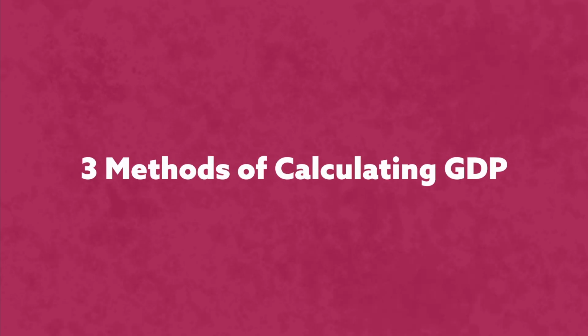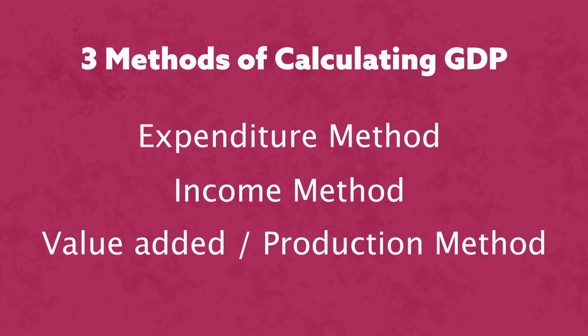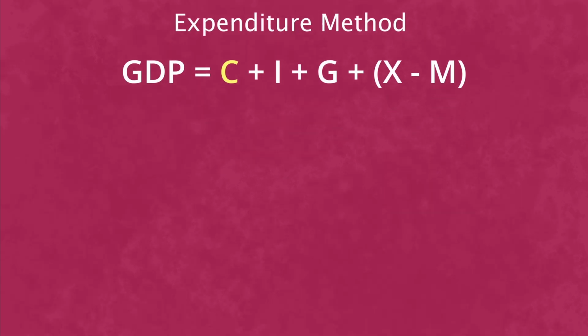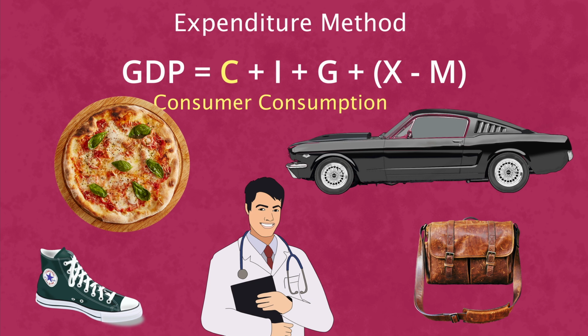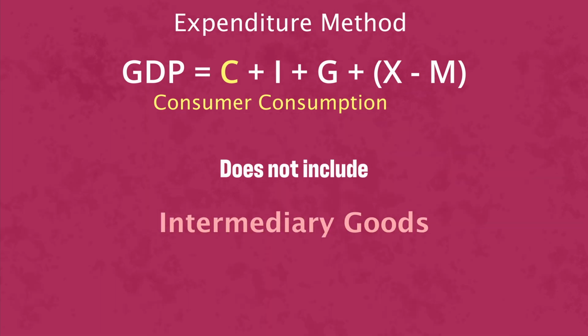There are mainly three ways to calculate the GDP of the nation: the expenditure method, income method, and the value-added method. First, the expenditure method. This is the formula to calculate the GDP using expenditure method. Here, C stands for consumer consumption of all finished goods and services in the country. This is anything bought by the general public. This, however, does not include intermediary goods.